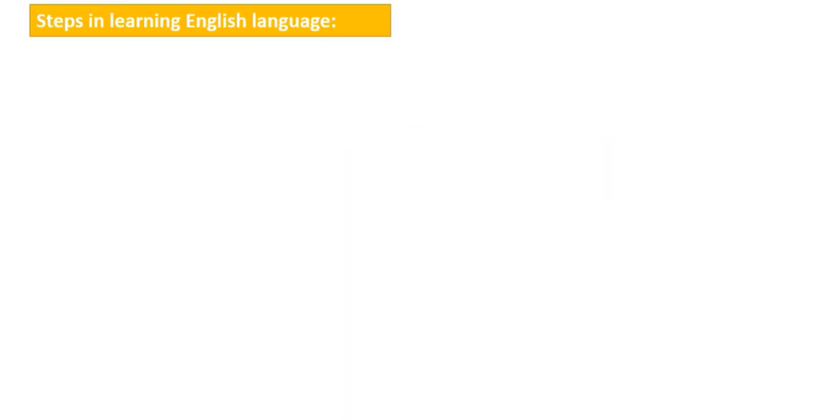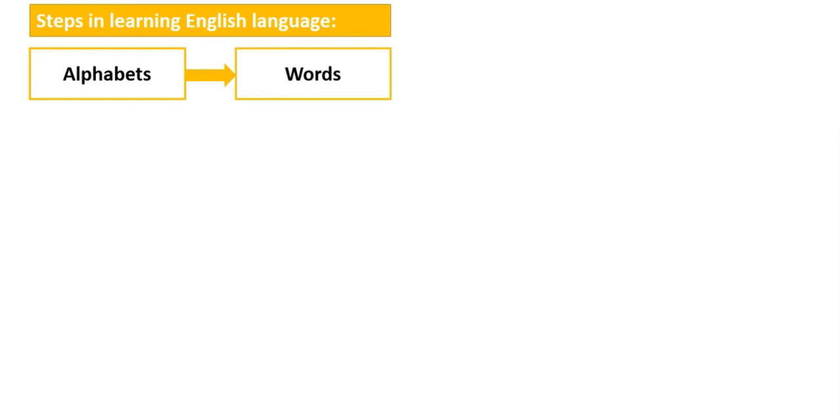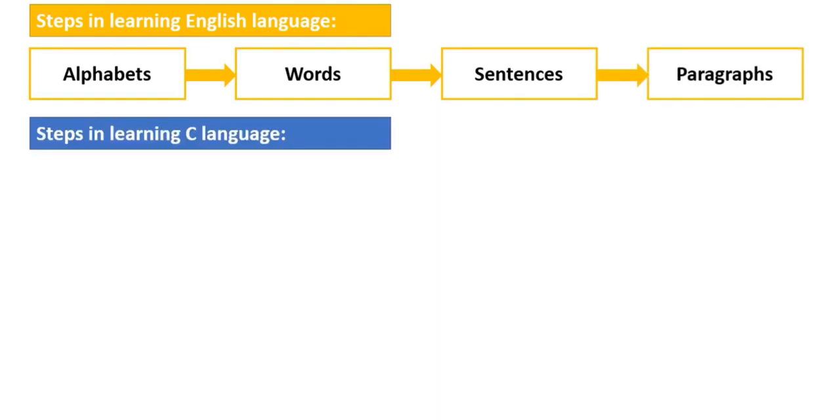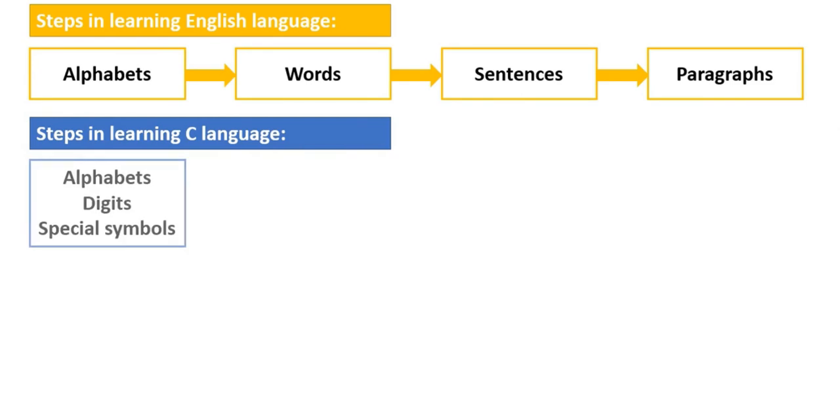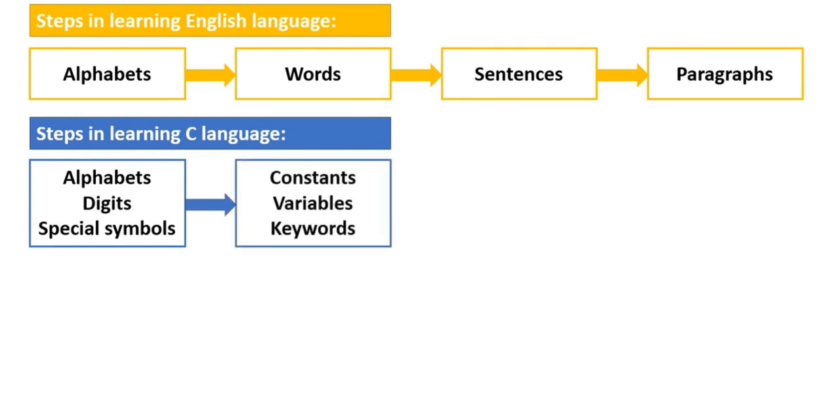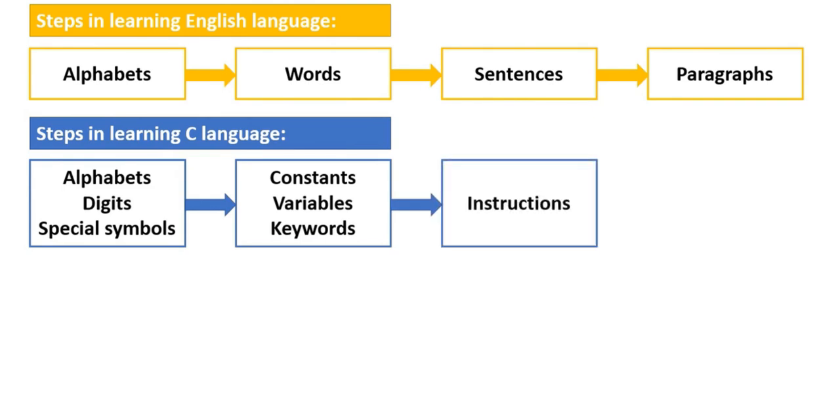Now, the classical method of learning English is to first learn the alphabets, then learn to combine these alphabets to form words, which in turn are combined to form sentences, and sentences are combined to form paragraphs. Learning C is similar and easier. Instead of straight away learning how to write a program, we must first know what alphabets, numbers and special symbols are used in C. Then how, using them, constants, variables and keywords are constructed. And finally, how these are combined to form an instruction. A group of instructions would be combined later on to form a program.